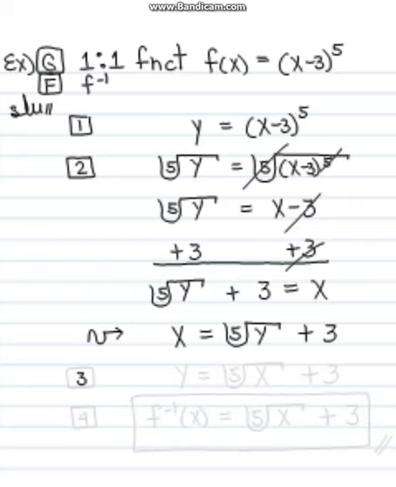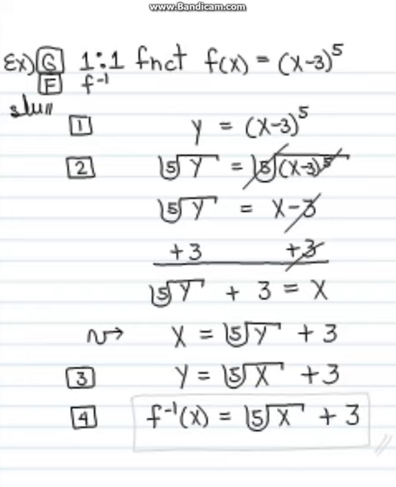Now we move on to step 3. Step 3 is where we rename the x and the y. So we get y equals the 5th root of x plus 3. We just swap the names x and y. And then step 4, since we were told that this was a one-to-one function in the question, we know that we can replace y with its fancy inverse function notation. We replace y with f inverse of x equals the 5th root of x and then plus 3 outside of the radical.